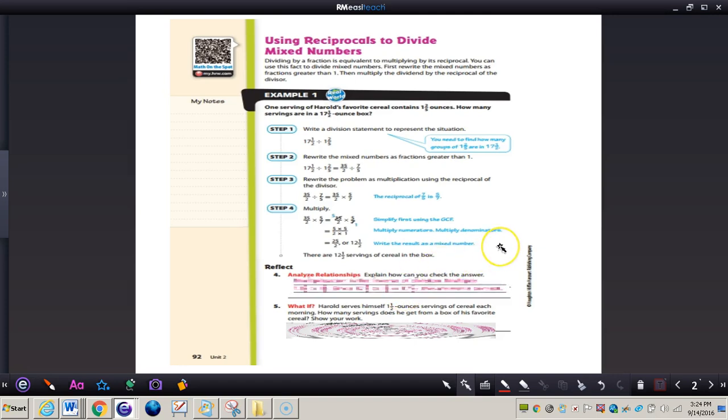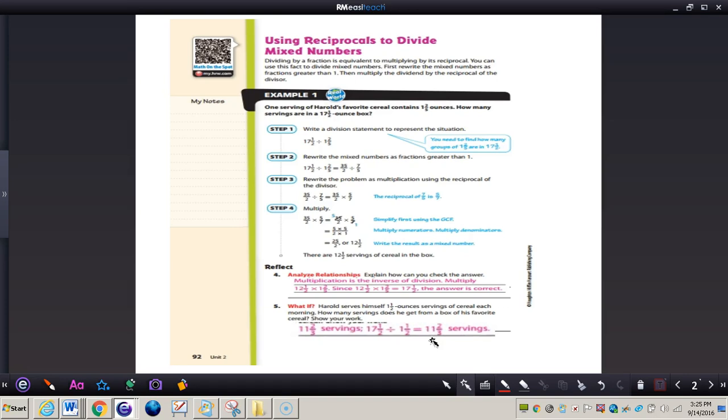So first of all, explain how you can check the answer. So multiplication is the inverse of division. So we can multiply 12½ times 1 2/5, since 12½ times 1 2/5 equals 17½, the answer is correct for number 4. I want you to write that down. Now for number 5, it says Harold serves himself 1½ ounce servings of cereal each morning. How many servings does he get from a box of his favorite cereal? We can take a look at this. We see 11 2/3 servings.